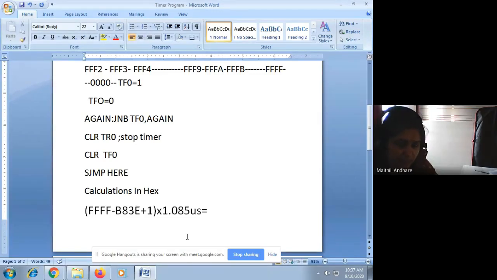But sometimes in the exam, if the problem statement mentions the crystal frequency as 12 megahertz, you have to take 12 megahertz. Sometimes it happens that in the problem statement, they will mention specifically that the crystal frequency is 12 megahertz. So you have to take 12 megahertz. If it is not mentioned, you have to take 11.0592 megahertz. That's it. Okay. So do the calculations.